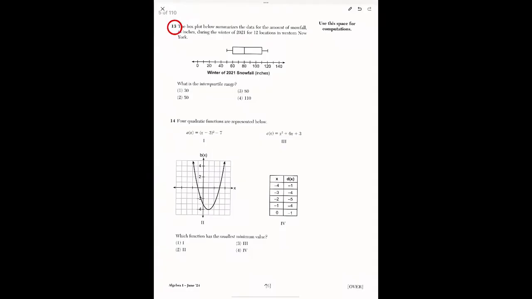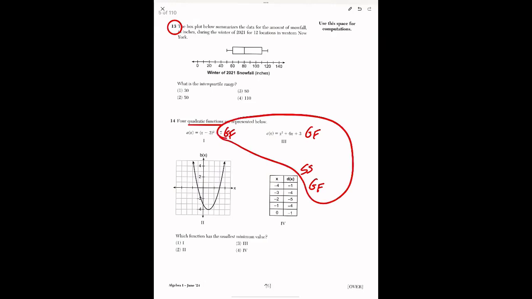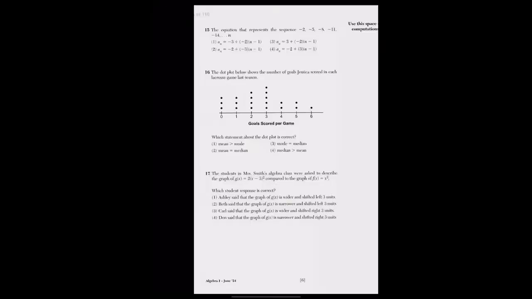Number 14, they've given us 4 functions. We can graph this one as a function. We can graph this as a function. We can use this one as a spreadsheet, make it into a function, and then graph it. Then we're going to put all 3 of these on the same screen and see which one has the smallest minimum.